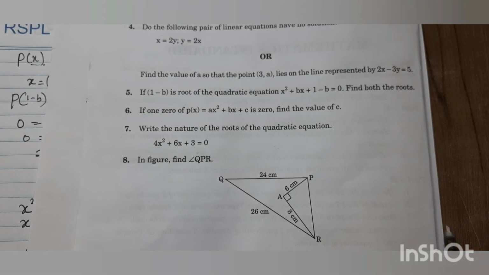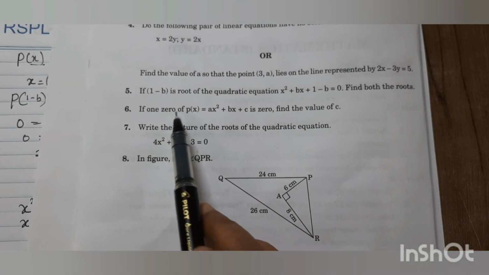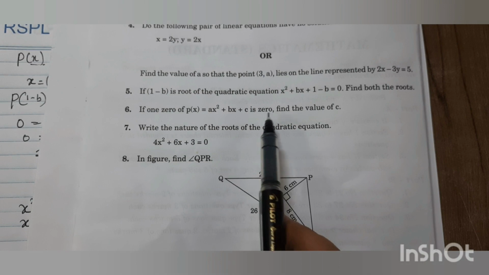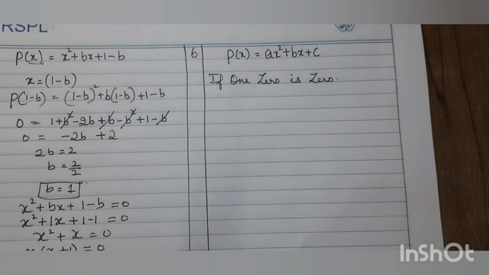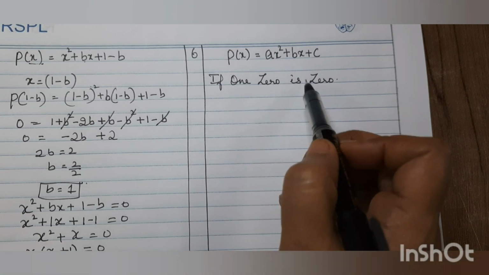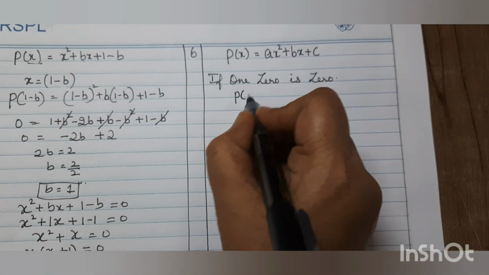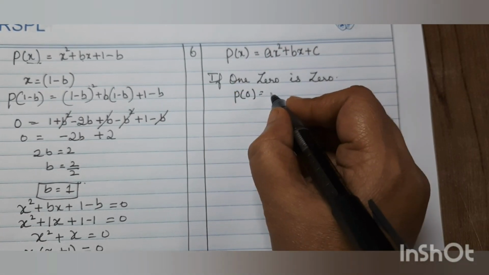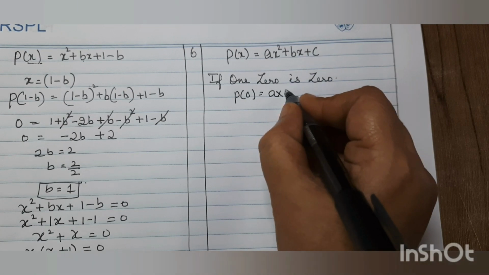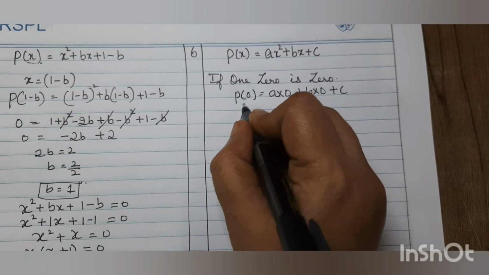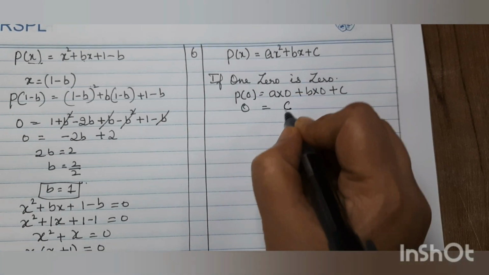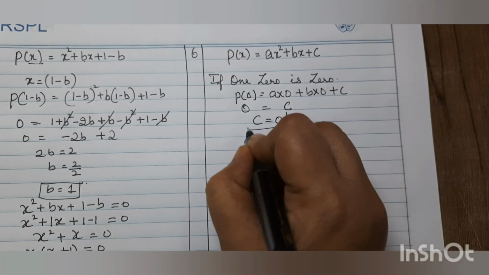Sixth question: if one zero of this equation is 0, find the value of c. It is given here, if one zero is 0, that means p of 0, that is x equal to 0. So a into 0 plus b into 0 plus c. So what do we get? 0 equal to c. So therefore c equal to 0.